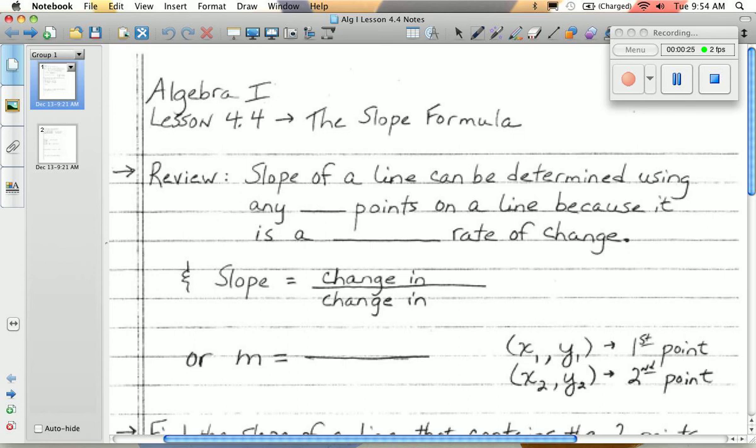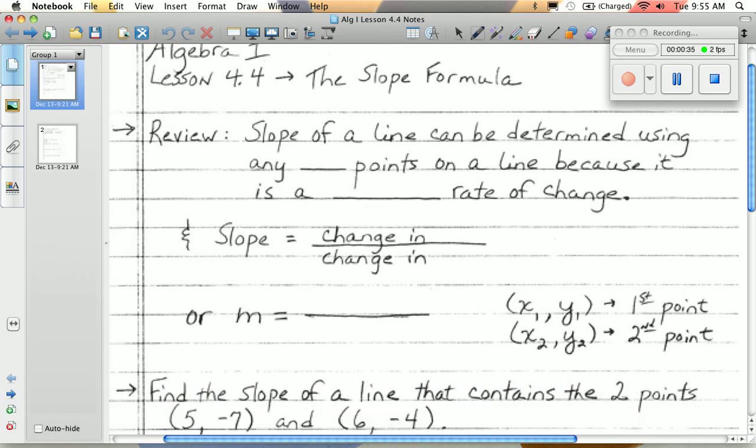What if we just have the ordered pairs, some of the ordered pairs that belong to that particular line? So, review. Slope of a line can be determined using any 2 points. It just takes 2 points on the line. Does it matter which 2 points we use? No, not at all. Remember, slope is a constant rate of change, so over any interval, that slope should be the same. We can use any 2 points on the line because it is a constant rate of change.